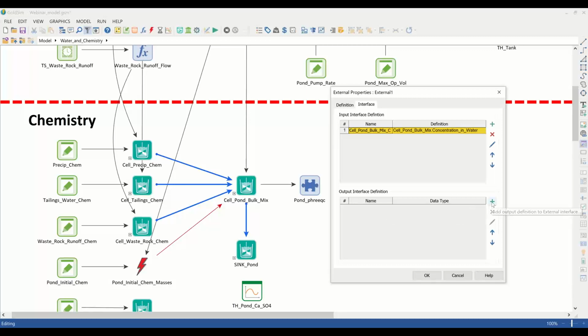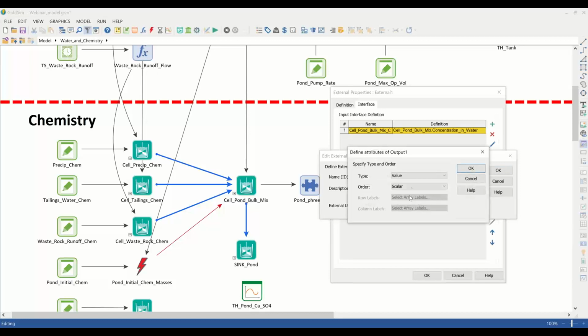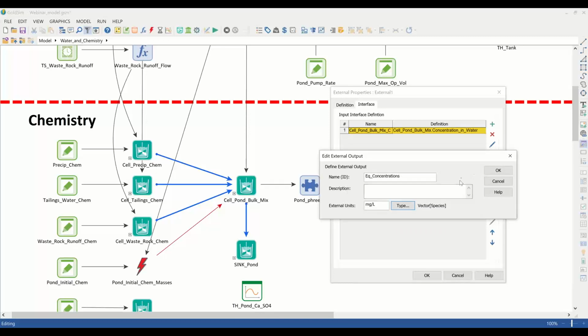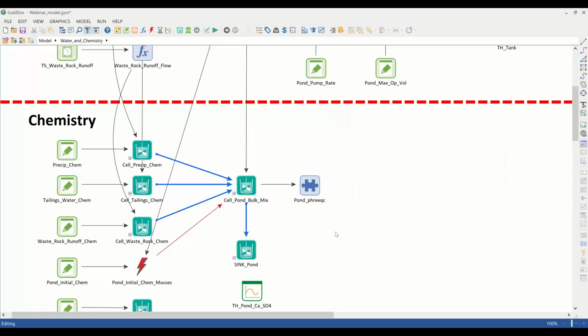Next, I will define what's coming back from Phreeqc. And I'm going to call this EQ just to refer to the equilibrated concentrations. In the setup that I'm using, I have programmed it to use milligrams per liter. And then you want to tell it, of course, that it is a type of vector with the name of species because we are working with chemistry here. So this is all you have to do at this point to get this set up to work with the Python interface. So I'll say okay here.